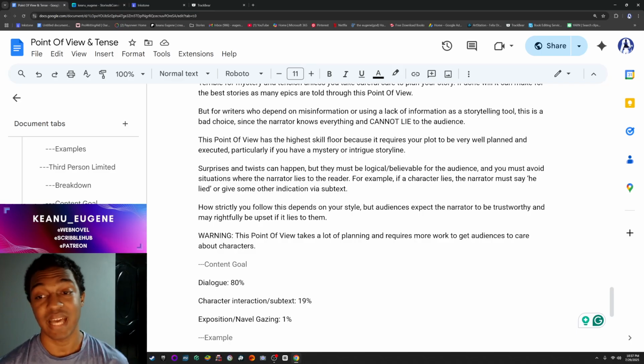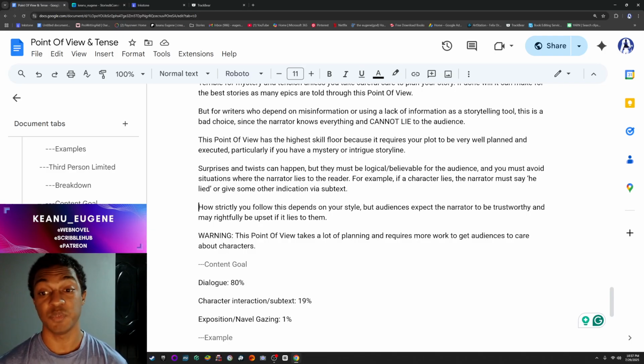This point of view has the highest skill floor, which means it takes the most skill to enter it, because again, your plot has to be planned out very well, right? Especially if you have a mystery intrigue storyline, as I just said. Surprises and twists can happen, they aren't off limits, but they have to be logical and believable. Then they have to be set up beforehand, generally speaking. You have to either foreshadow them or just say they're going to happen. That's how I've done it.